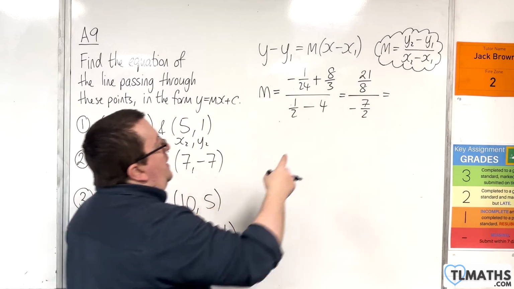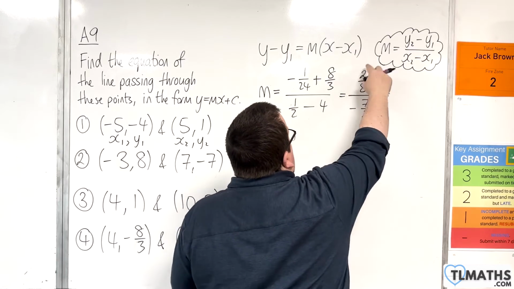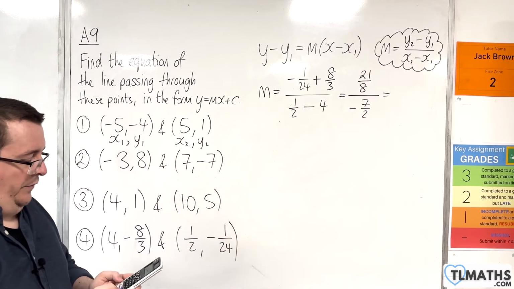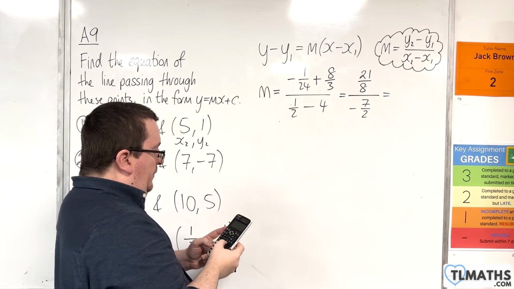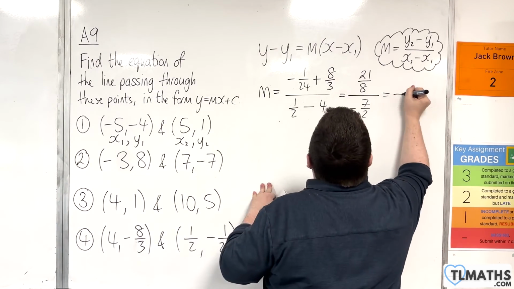Now plug this into your calculator. You might want to put a bracket around the 21/8 and around the minus 7/2. So 21/8 divided by minus 7/2 is minus 3/4.